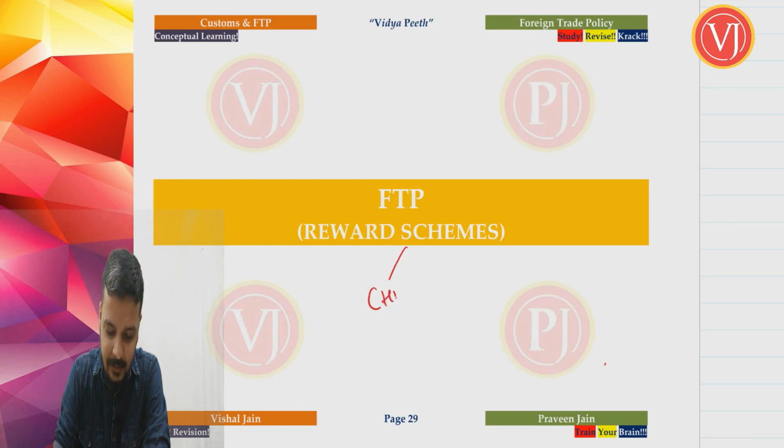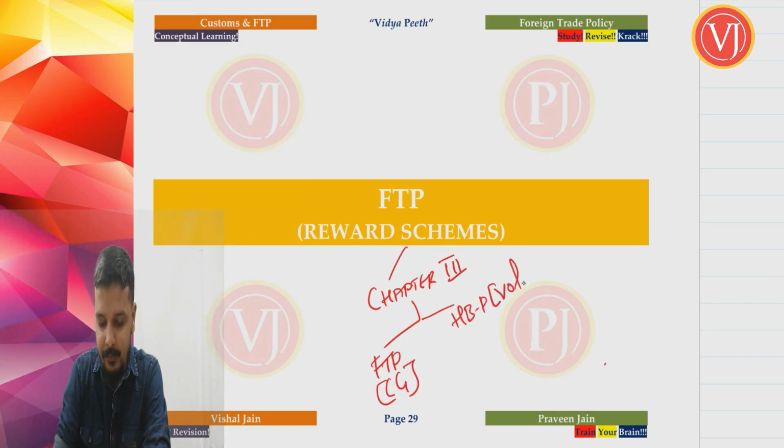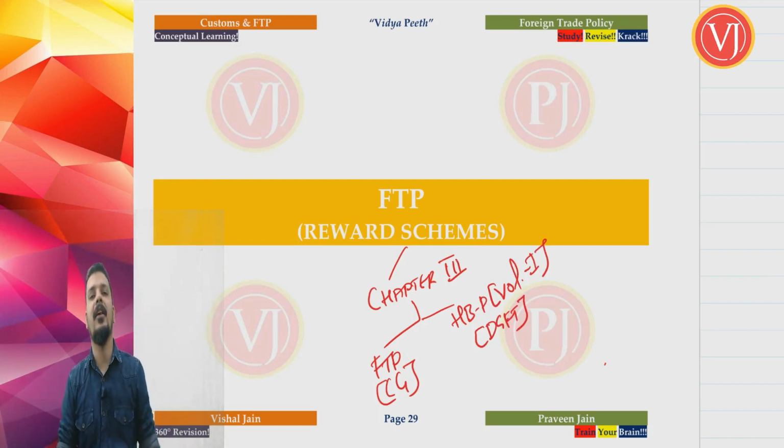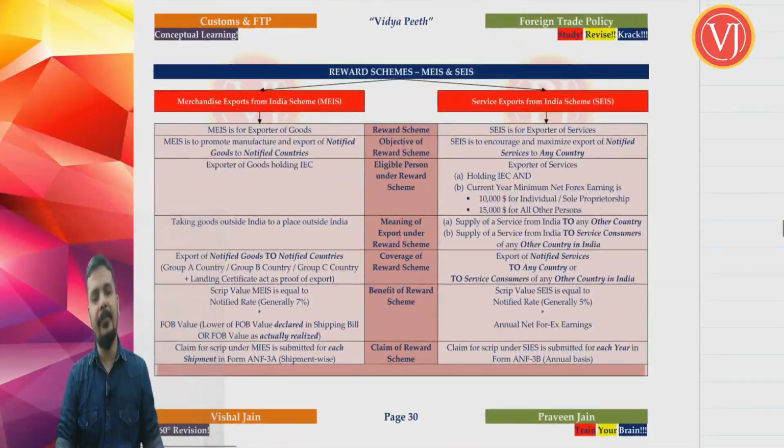Friends, we are actually discussing chapter 3 of your foreign trade policy given by your central government, as well as chapter 3 of handbook of procedures volume 1, which is issued by DGFT, which talks about your reward schemes, MEIS script and SEIS script. What is this reward scheme? We'll understand in a very simple manner. First we'll discuss the differences between these scripts, and thereafter we'll understand the certain common points, and finally we'll take the practical questions.